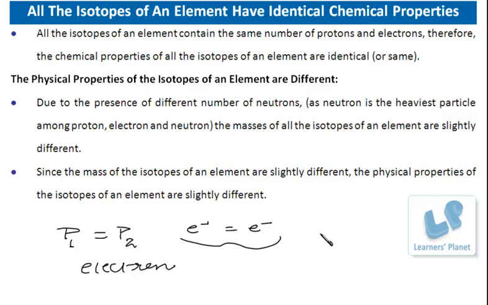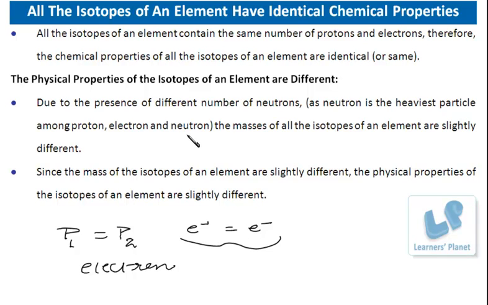But the rates of reaction are different. So understood this? The chemical property of an element depends upon the number of electrons present in the atom of that element. As the number of protons and electrons are equal in the isotopes, they have identical chemical properties, whereas their physical properties are different, as their masses are different.